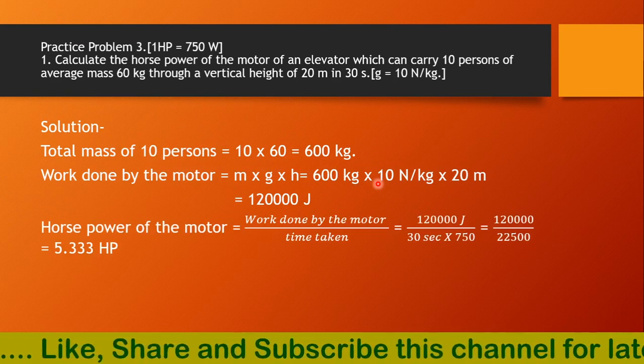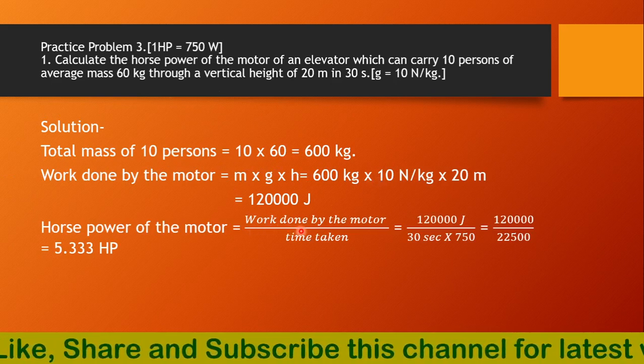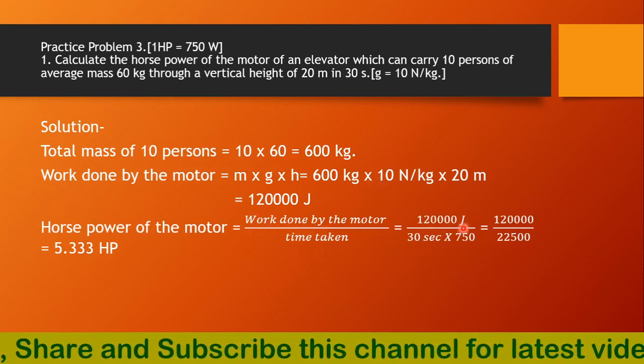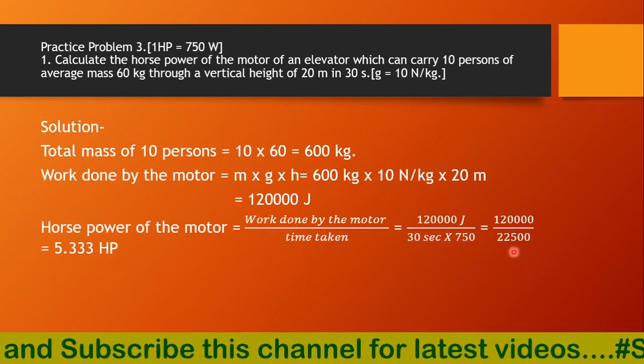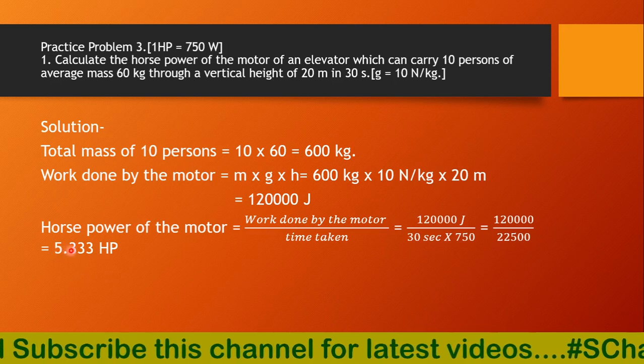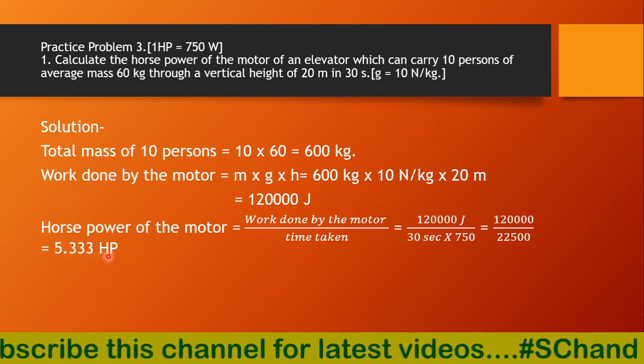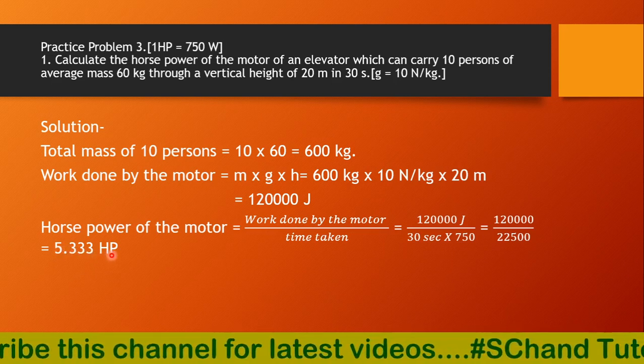Then horsepower of the motor means power of the motor in horsepower. So work done by the motor over time taken. So work done we have calculated 1,20,000 over 30 into 750. So this will come out to be 5.33. It will come 33 every time. So horsepower, 5.3 horsepower we can say.